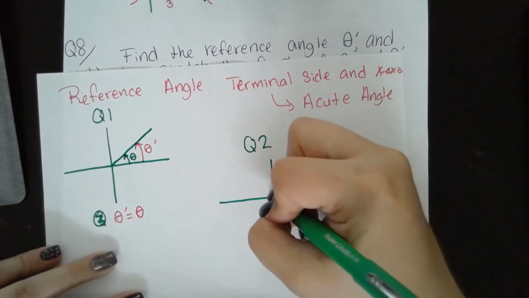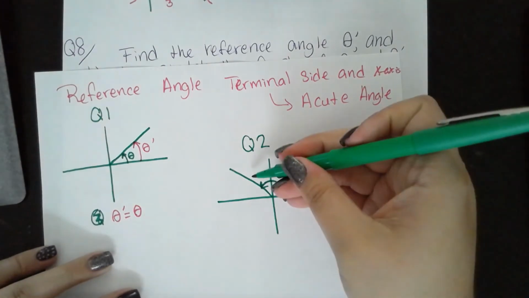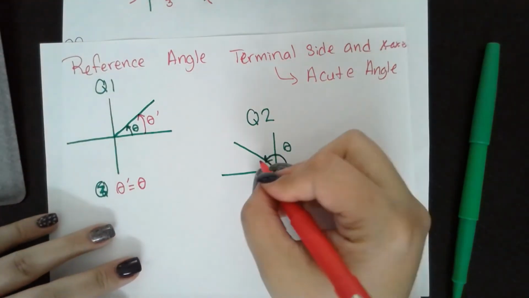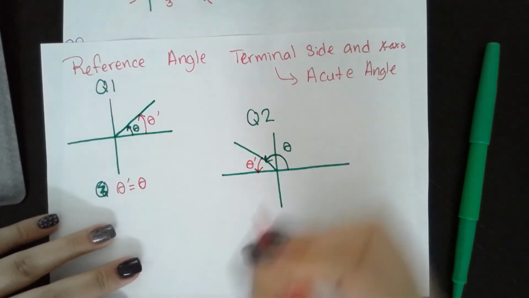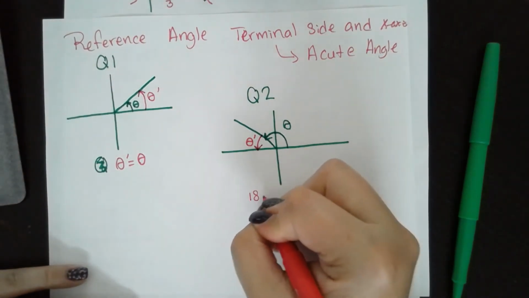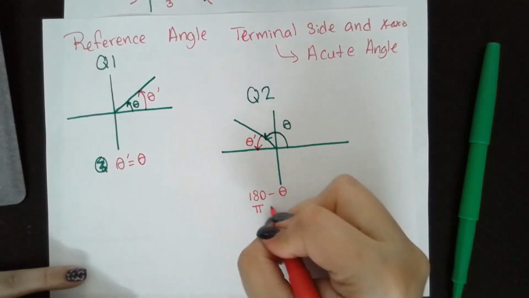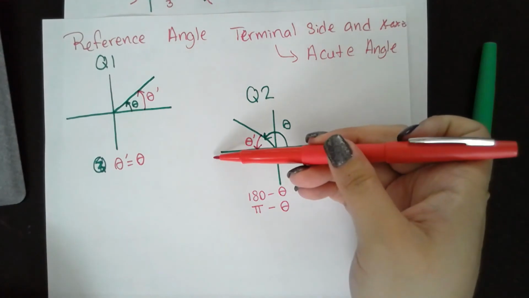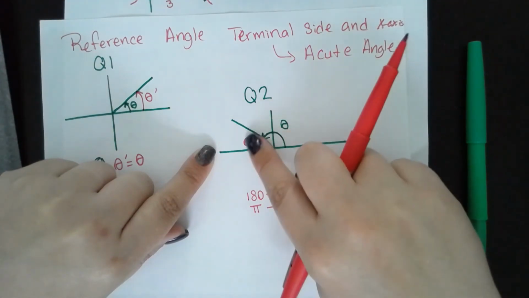When we're in quadrant 2, that's the terminal side. This is the angle that goes from the initial to the terminal. That's our angle that's given to us. Okay? The reference angle is going to be from the terminal to the x-axis. That creates that acute angle. And in this one, it looks like this. So how do we find that? We're going to take 180 degrees and subtract our angle, or we're going to take pi and subtract our angle, depending on whether we have radians or degrees. So this is 180 degrees here, this straight line here. We're going to take that, subtract this, and we'll be left with this.